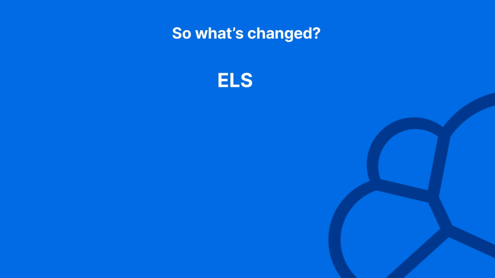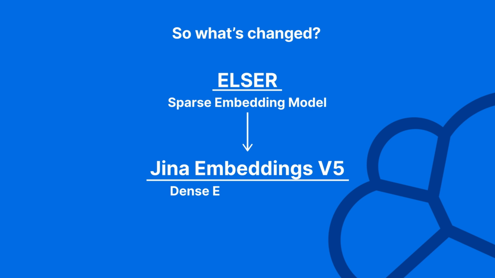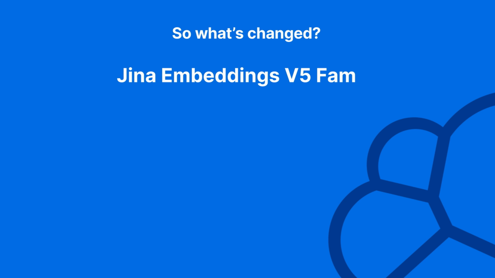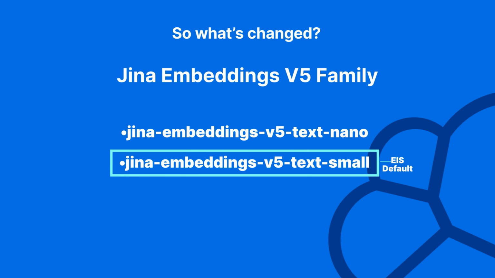Before March 30th, the default was ELSER. ELSER is Elastic's in-house sparse embedding model. Now, as Jina is part of the Elasticsearch AI platform, the default has shifted into the Jina Embeddings v5 text model family. That means when you create a new semantic text field without specifying an inference ID, Elasticsearch will automatically use Jina Embeddings v5 text small instead of ELSER.